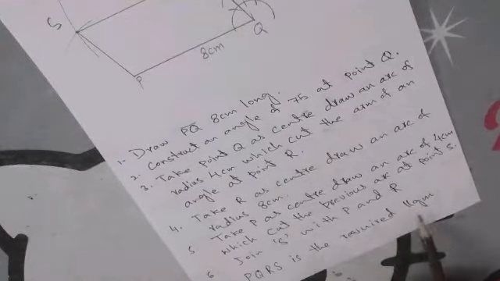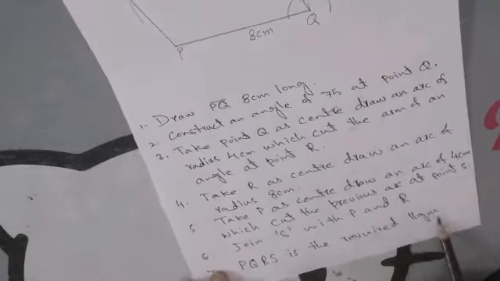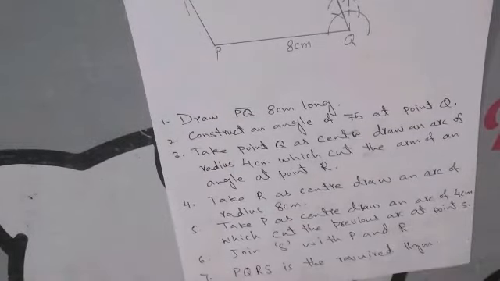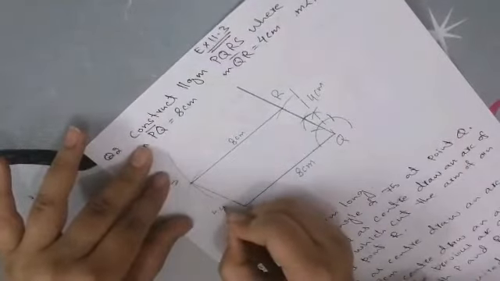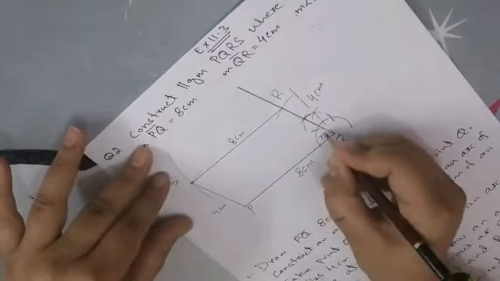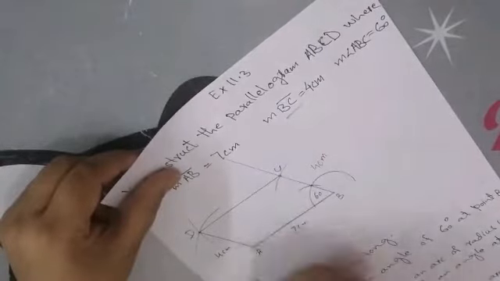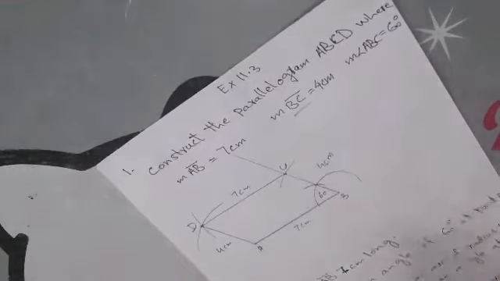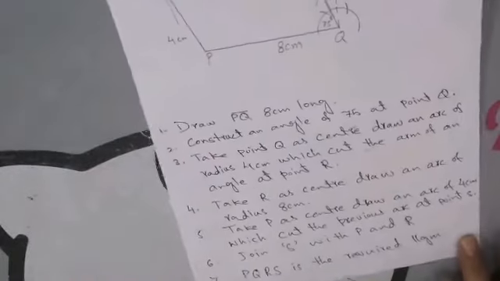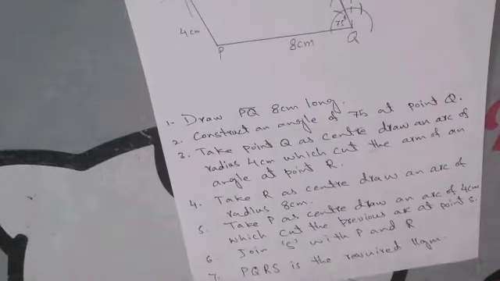PQRS is the required parallelogram. So these are the steps of construction. You can easily note down. You label the diagram complete. Okay, similarly the previous one also. This is 4 centimeter, this is 7 centimeter, and this is 60 degree. So you note down the steps of construction.